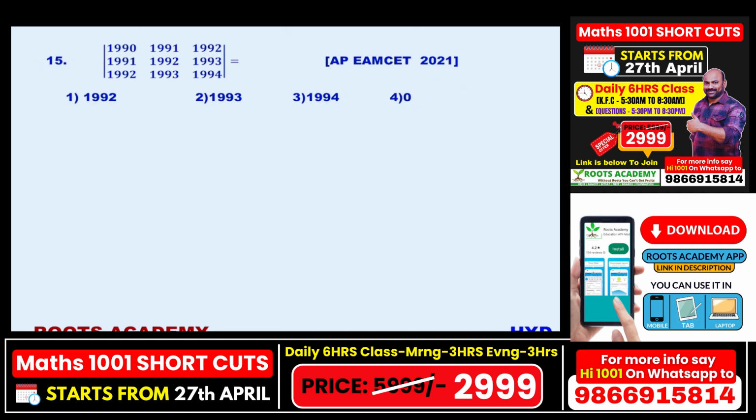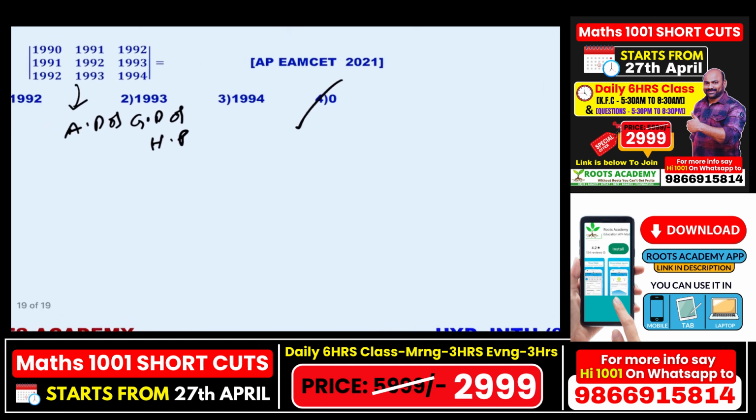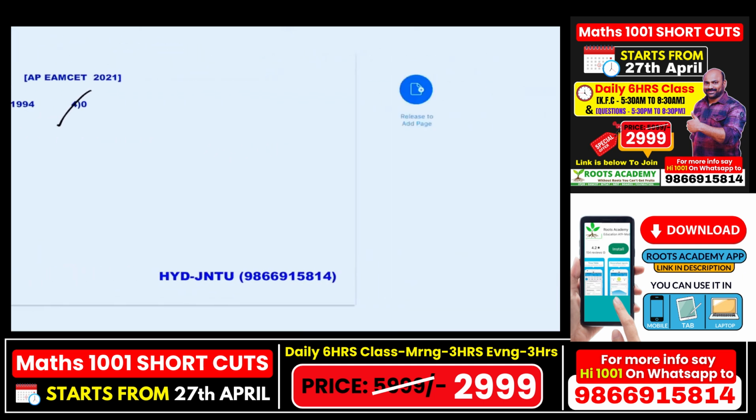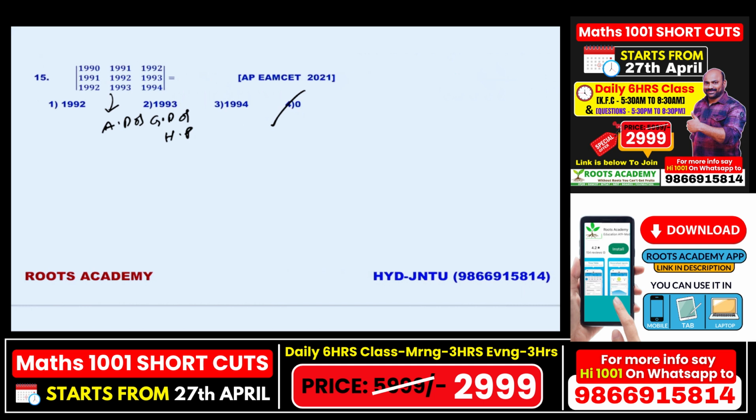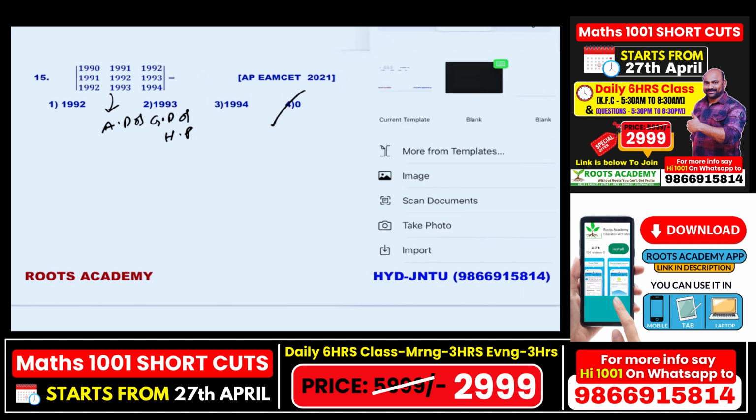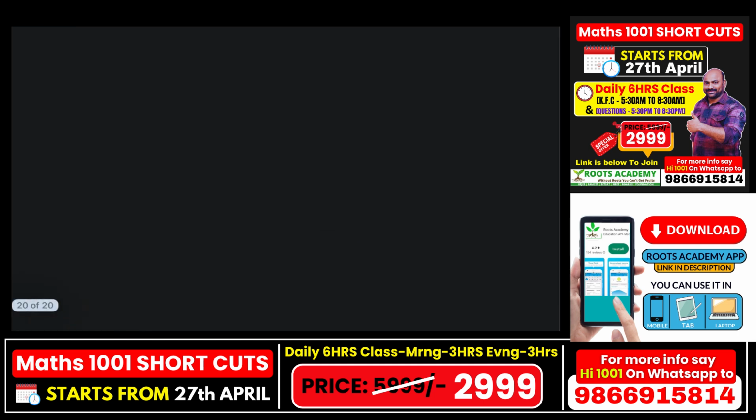Now move to the next question. Wow, by looking at this, we can simply put the answer. Can any one of you Roots Academy students put it? What is the answer? When the numbers in the determinant are in AP or GP or HP, our answer is always 0. I hope every one of you got this beautiful thing, dear. Is it clear?